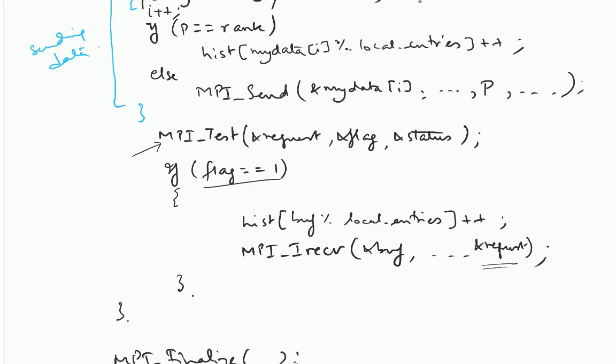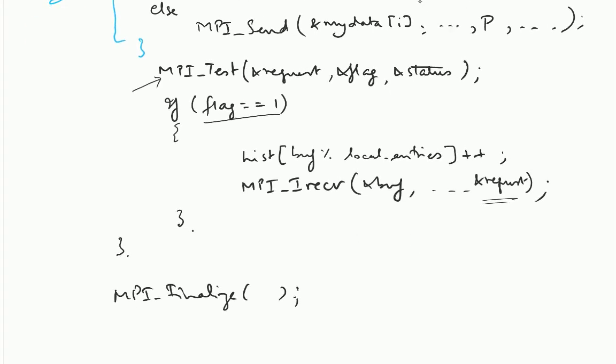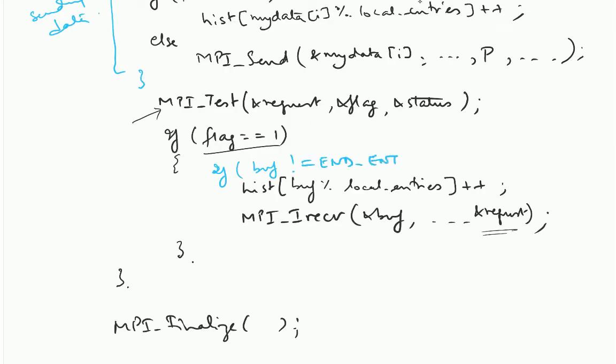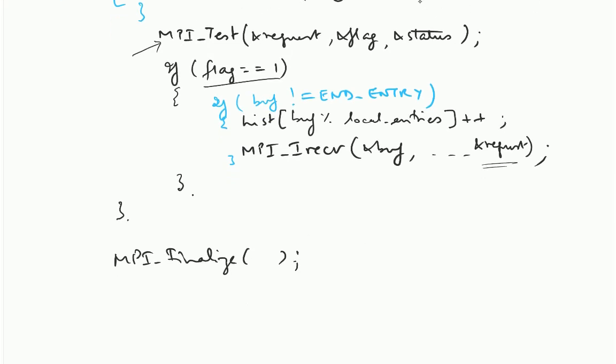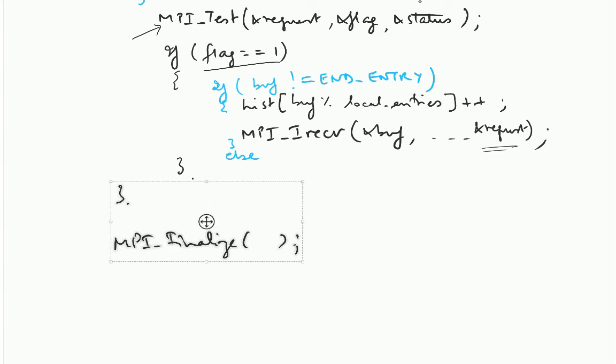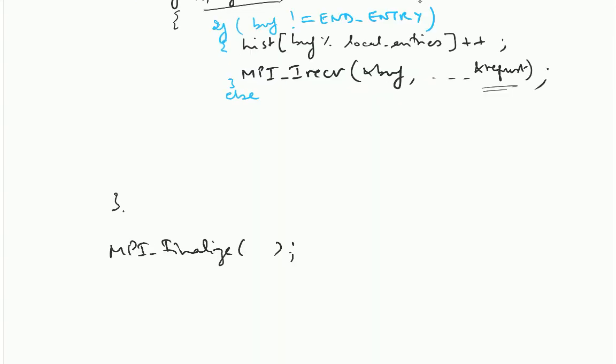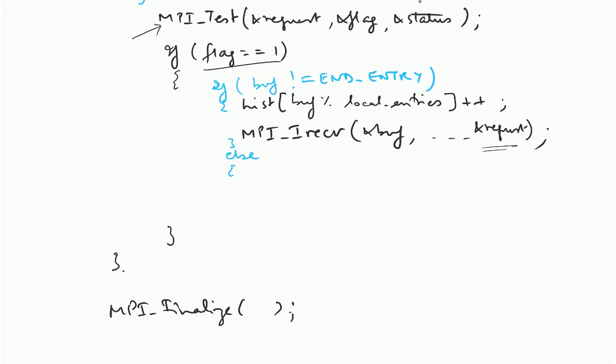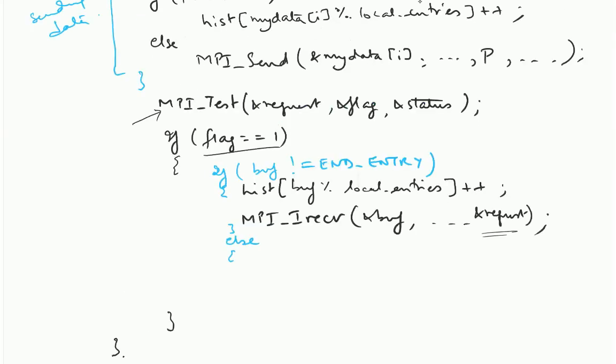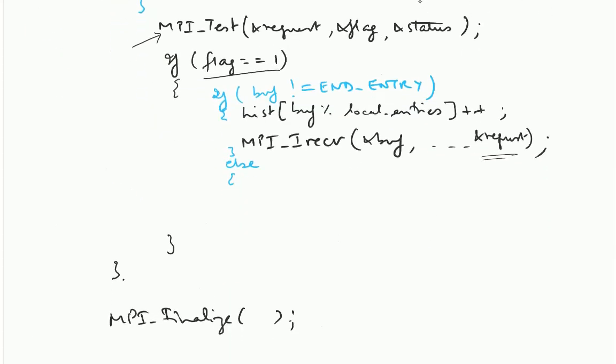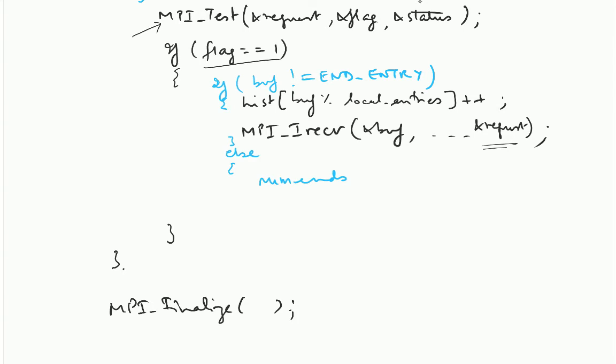What happens after MPI test, right? If flag is equal to 1, I may have received two different types of messages. Either this buff is end entry or it's not end entry. If it is not end entry, then I go ahead and update the corresponding entry. But if it is end entry, then what do I have to do? I was keeping track of some variable, right? Num ends. So I have to go and update num ends plus plus. And I have to post the MPI receive again, right?